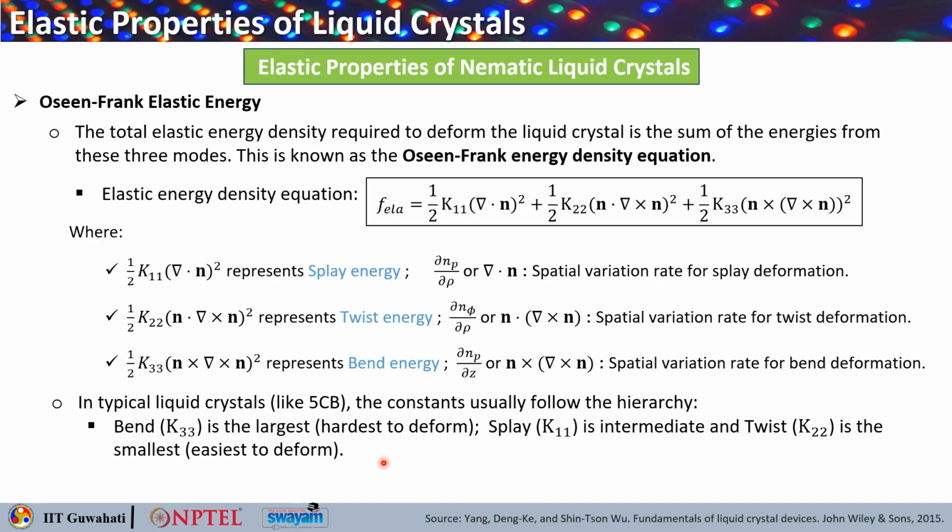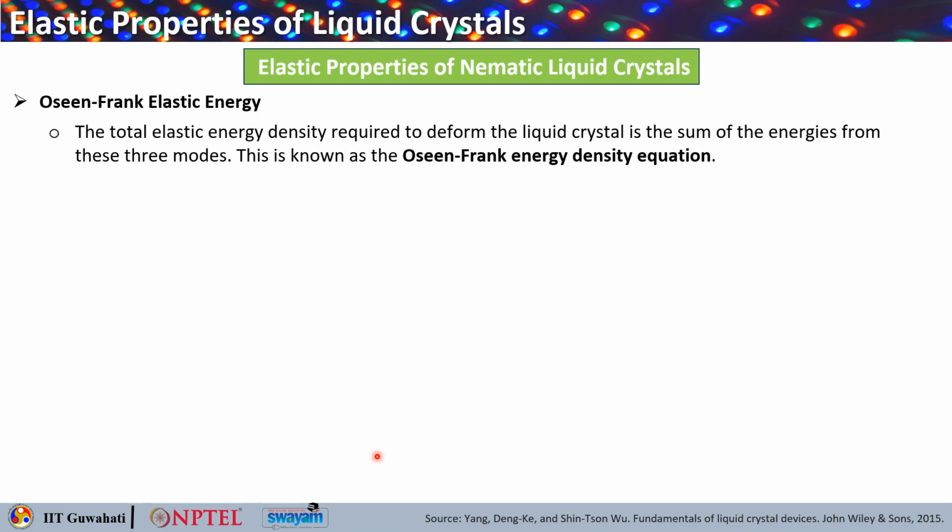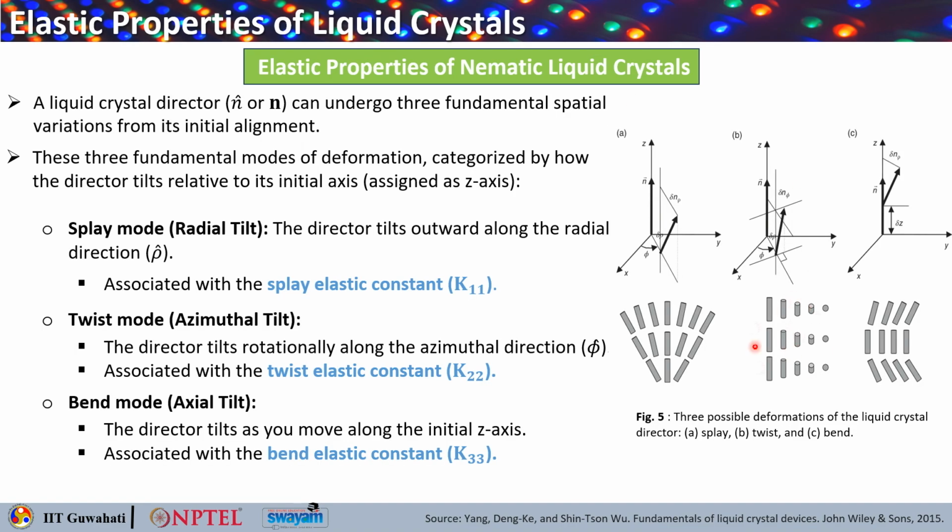So, in typical liquid crystals, something like the 5CB that we have seen, the constants usually follow a hierarchy. You will see the bend K33 is the largest one, so that is the hardest to deform. Then splay is intermediate, but the twist K22 is the smallest. That means this is the easiest one to deform. So, they can always go from this to this kind of a form.